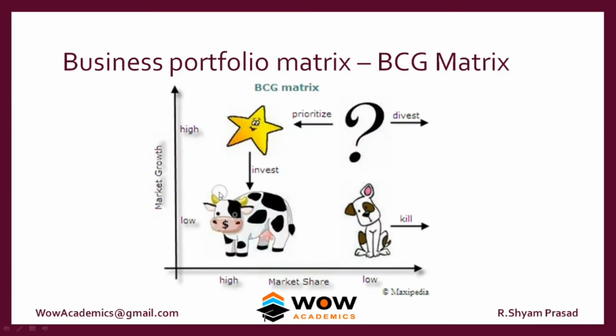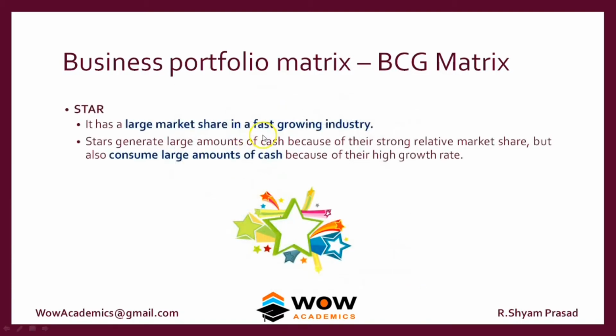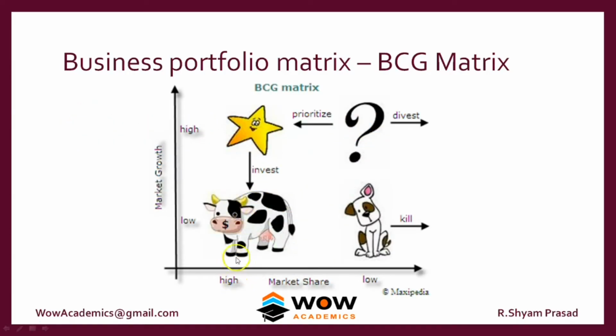So next we will move on to the star. A star has a large market share in a fast growing industry. It has a high market share and a high growth rate. So these companies, these products are performing really well. They are the top in their category and they are also growing very fast.